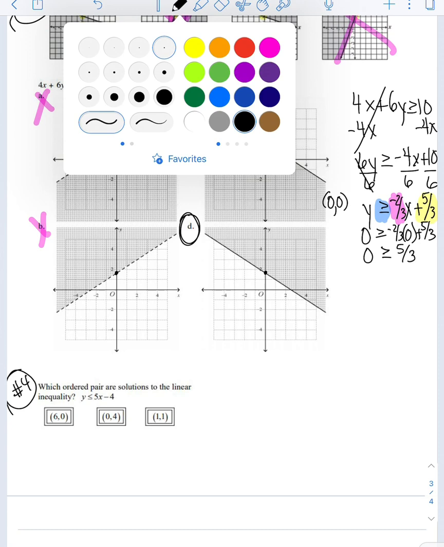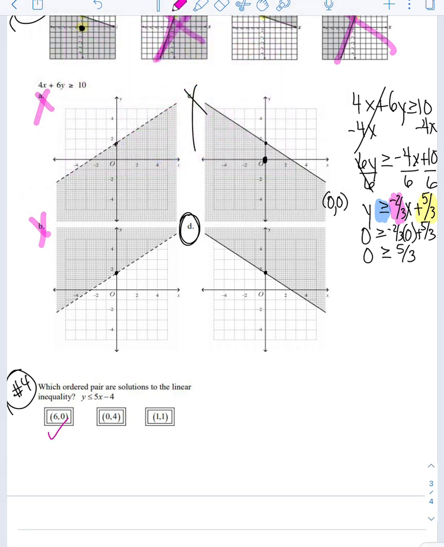So first, I'm going to test 6, 0. So I've got y is less than or equal to 5x minus 4. So in this point, y is 0, so 0 is less than or equal to 5 times, in this case, x is 6, minus 4. So 0 is less than or equal to 30 minus 4. Is 0 less than or equal to 26? Yes, it is. So yes, this is a solution to that inequality.